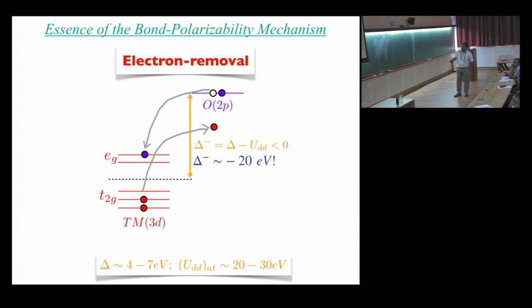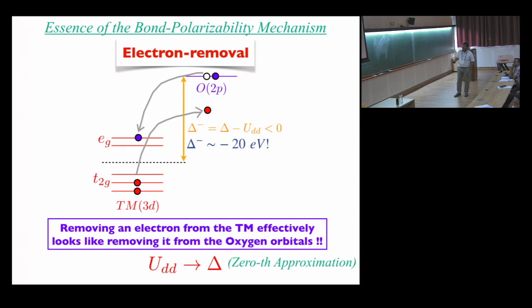Then immediately you see from here that removing an electron from the transition metal effectively looks like removing it from the oxygen orbitals. So to a 0th approximation, UDD renormalizes to delta. But if this were the case alone, there would be no distinction between Mott-Hubbard and charge transfer insulators.